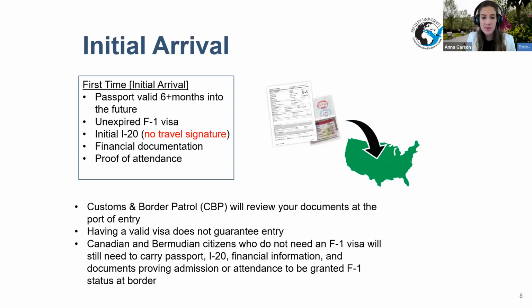So Customs and Border Patrol, those are the people who work at the airport, known as CBP. So they're the border officials. They're going to review your documents at the port of entry. So just because you have the visa doesn't mean that they won't ask you questions. It doesn't mean that they won't check your documents again at the border. So it's really important that you have everything you need. And again, if you are a Canadian or Bermudian citizen, it is especially important that you carry all of those documents, because you do need to request entry in F1 status.